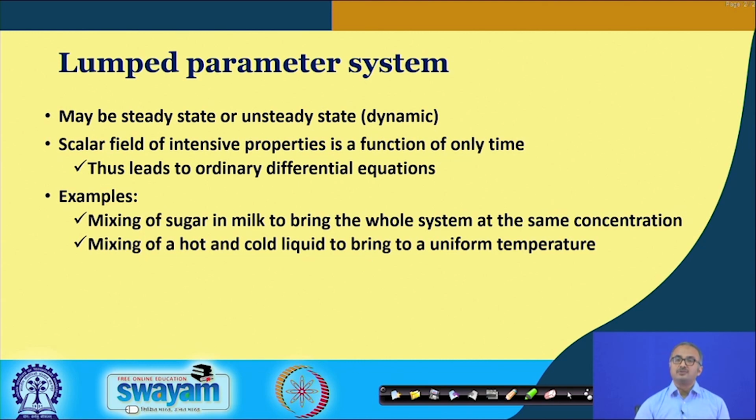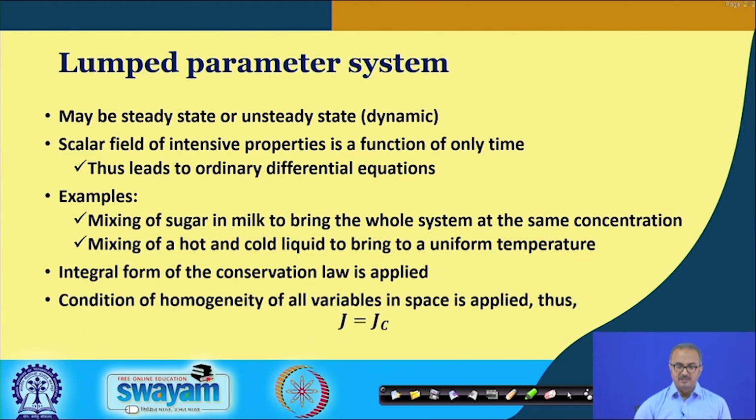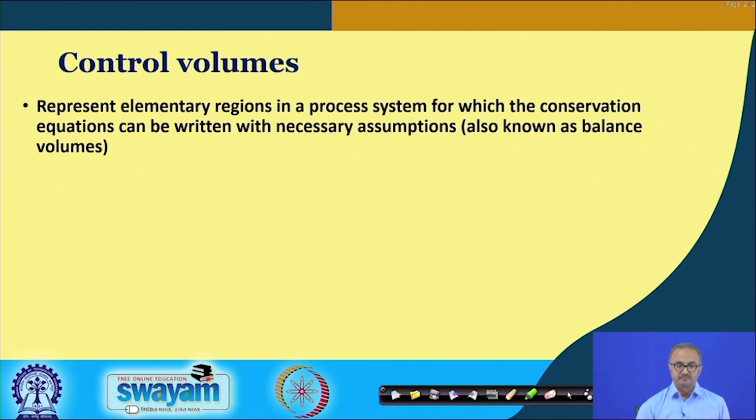That also means that we are avoiding any kind of locational variation of the particular property, that is, the temperature. And in these cases, we apply the integral form of the conservation law, and when we do so, we find that the flux becomes equal to Jc, because the diffusive term is gone, because there is no gradient. So, the total flux depends purely on the convective flux.